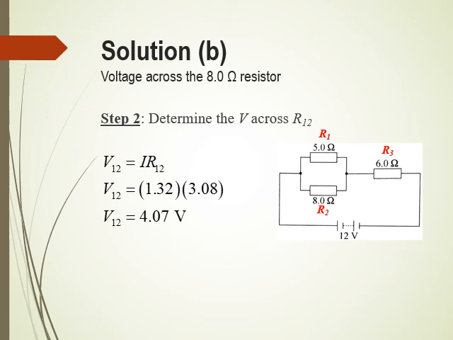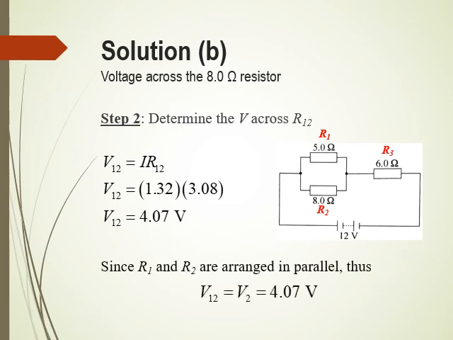Once you have V12, now let us look at the relationship between V12 and V1 and V2. Since R1 and R2 are connected in parallel, therefore V12 equals V2, and it equals 4.07 volt.